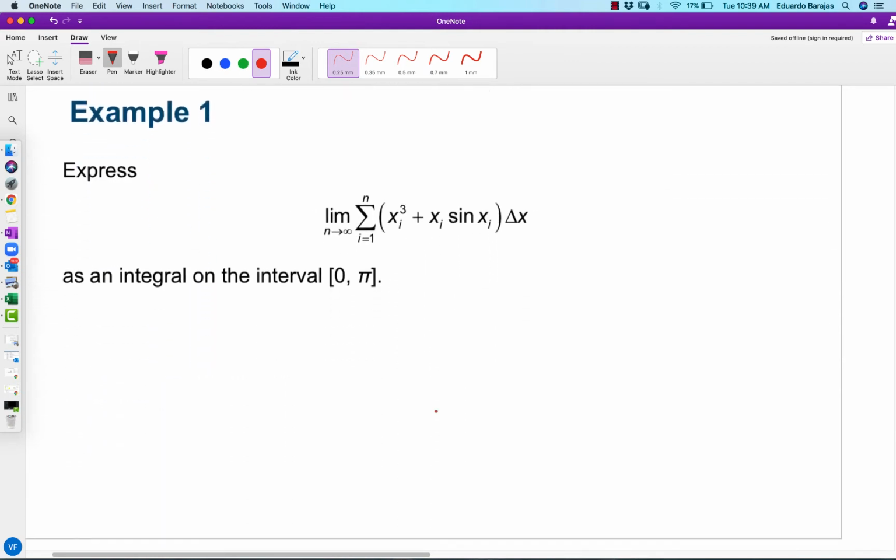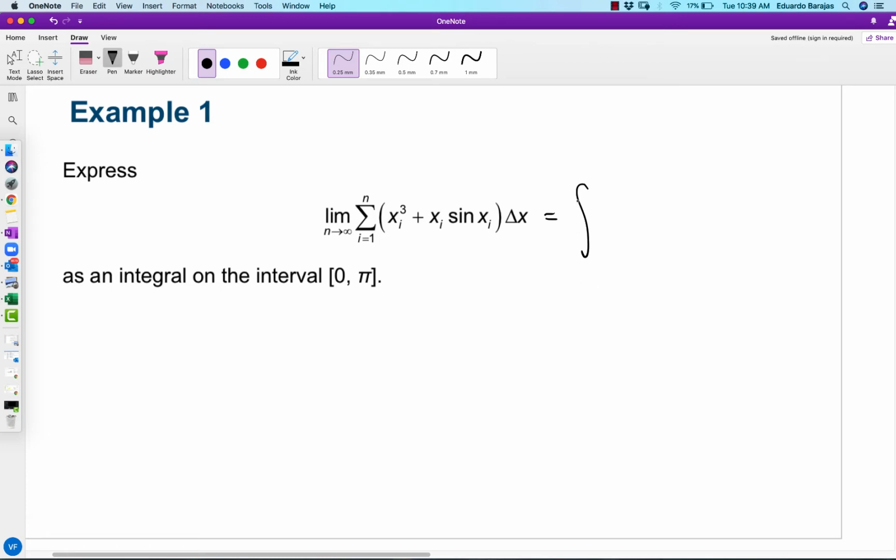Okay, so here's an example. Express this limit, the limit as n goes to infinity of the sum as i goes from 1 to n of x sub i cubed plus x sub i sine of x sub i, delta x, as an integral. So just express it as an integral is the question. It doesn't say to solve it. So to express it as an integral, very, very easy. So it's going to be some sort of integral, of course.